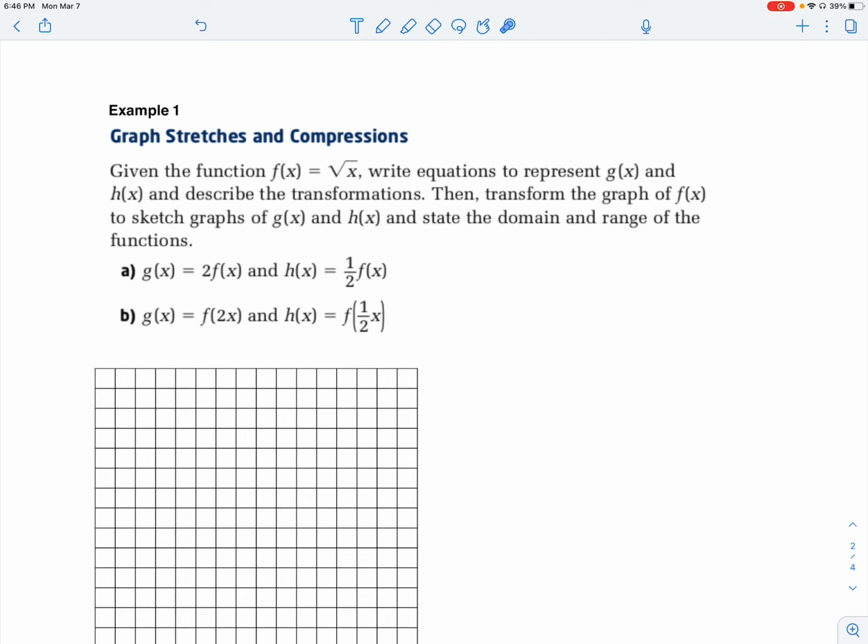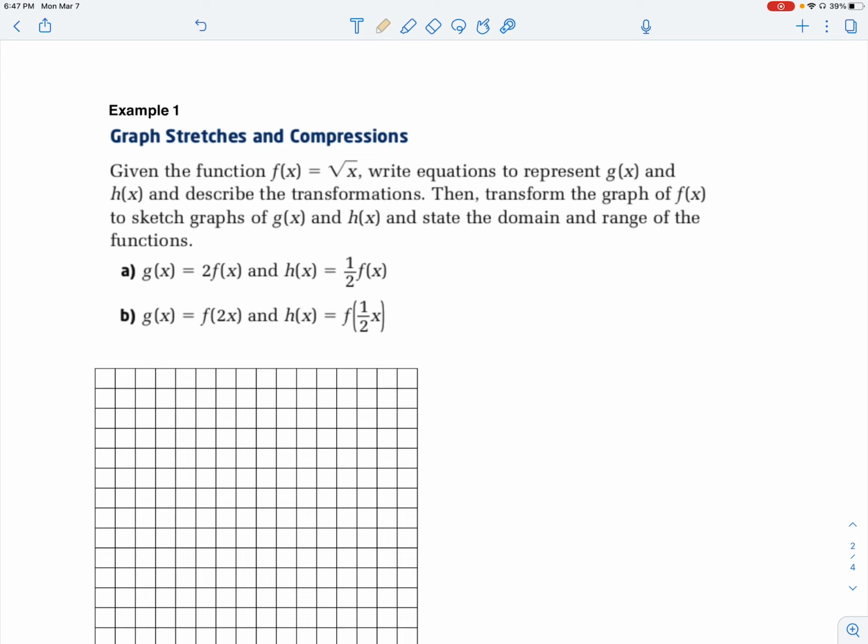We're going to write equations to represent g of x. Those are going to be the new ones, g of x and h of x. And then we'll just describe the transformations. Once we're done that, we're going to take our base function and transform it to get the sketches of g of x and h of x, and then state their domain and range.